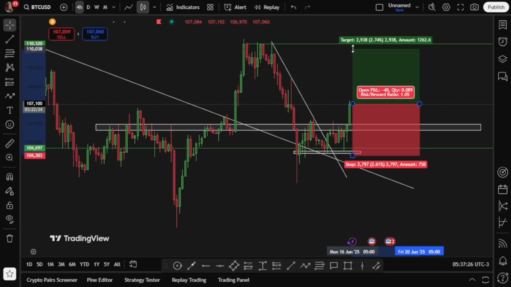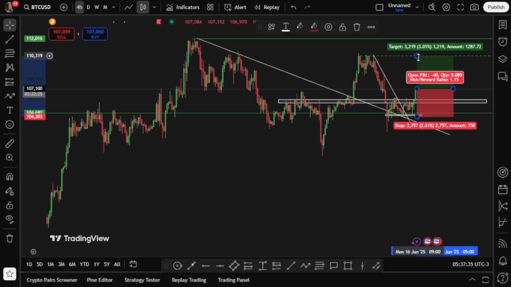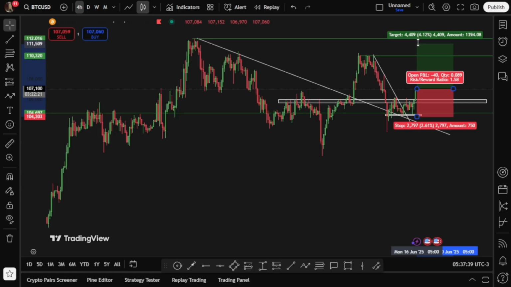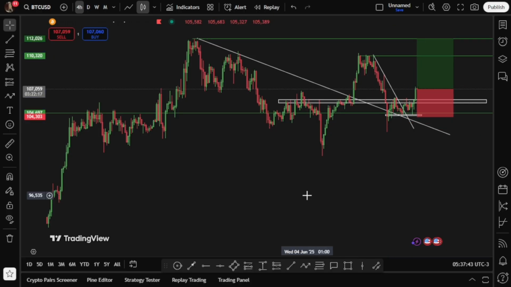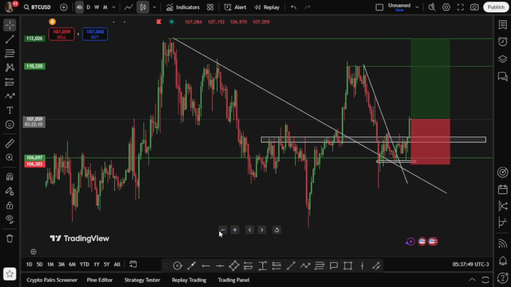From here to here is a 1:1. This area is going to be our first TP, and this area is going to be our second TP. Yep, that's it on BTC, guys. So I am currently on a buy trade on BTC.